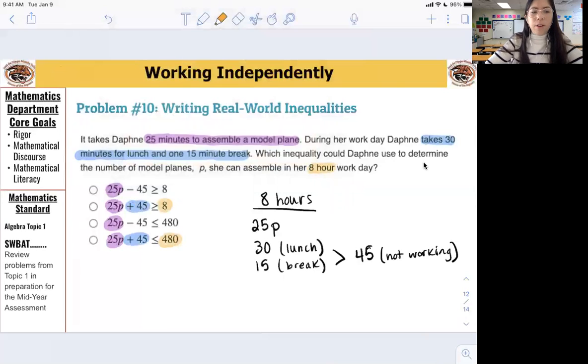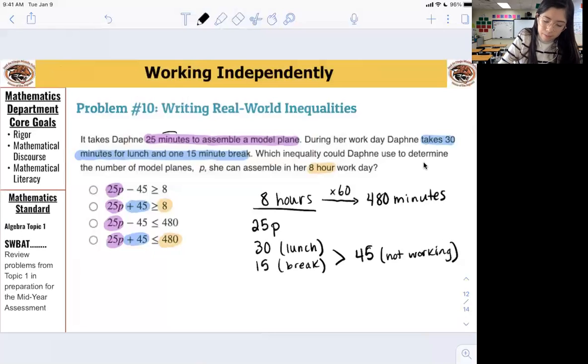Why is there also a 480? They multiply by 60. Why did they multiply that by 60? Because there's 60 minutes. 1 hour equals 60 minutes, so this is 480 minutes. And why was it important to have that in minutes? Because Daphne is spending 25 minutes to assemble a model plane.